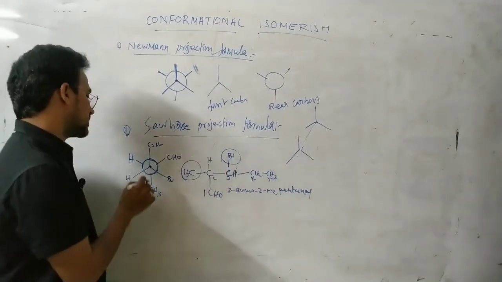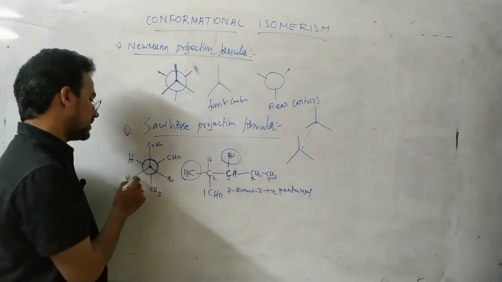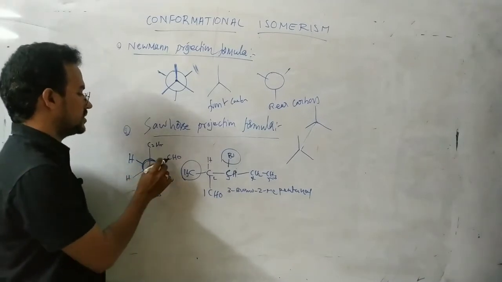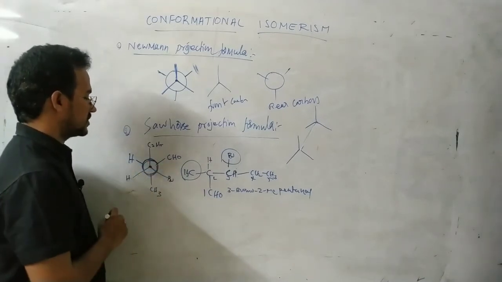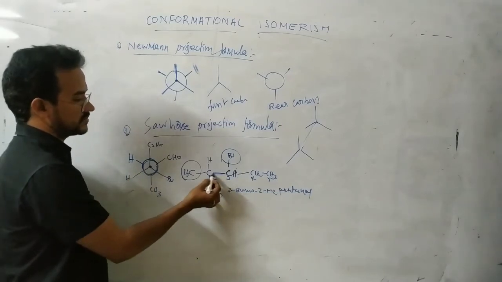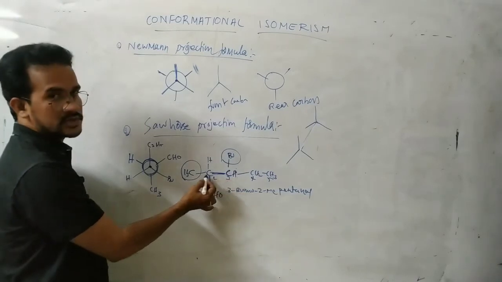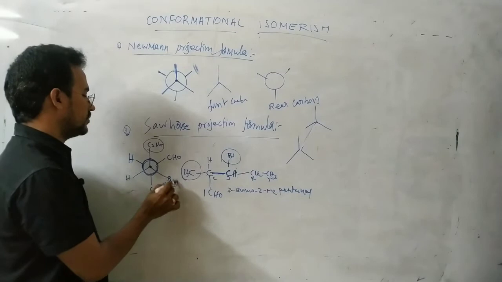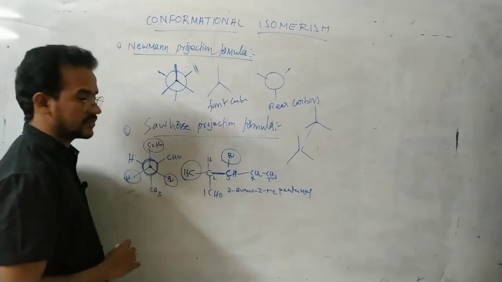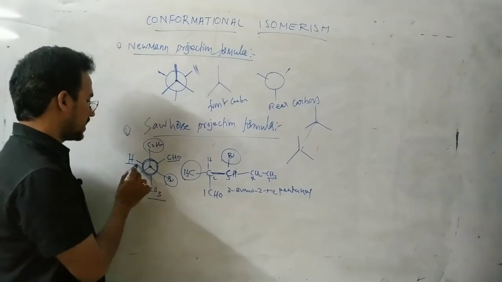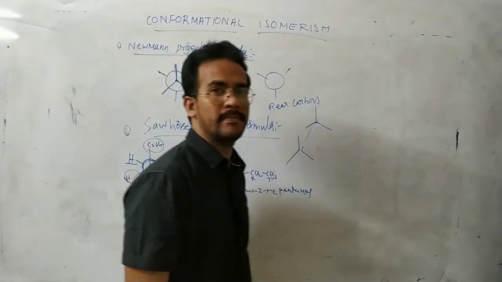That means in this case the front carbon is attached to the hydrogen, bromine and ethyl. The rear carbon is attached to the CHO, methyl and hydrogen, and there is a bond between the front carbon and rear carbon. So simply write the two carbons with a sigma bond. Then give the groups ethyl, bromine, hydrogen on the front carbon. Now on the rear carbon, the formaldehyde group, methyl and hydrogen. Okay, that's it.